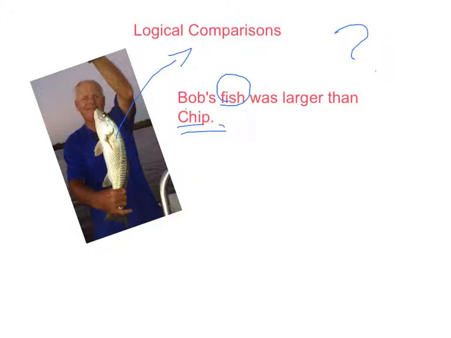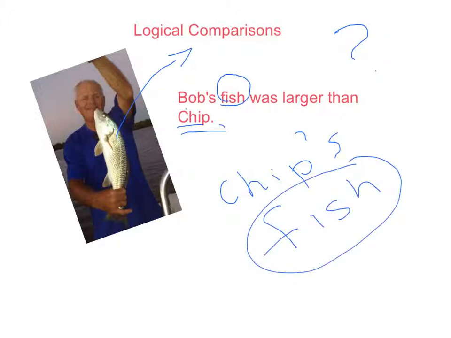So what we have to do to fix it is Bob's fish was larger than Chip's fish. Now you're comparing a fish to a fish. And we've got a logical comparison.